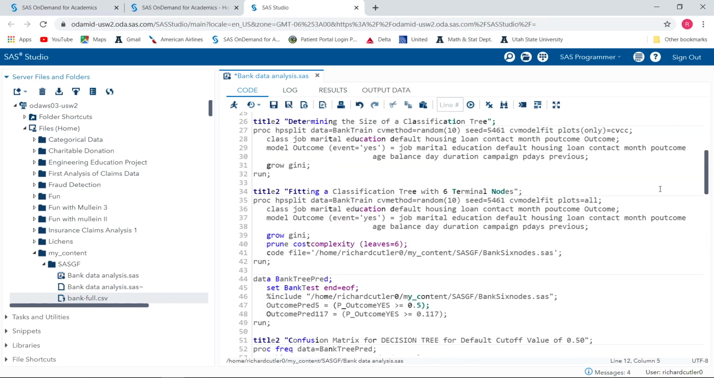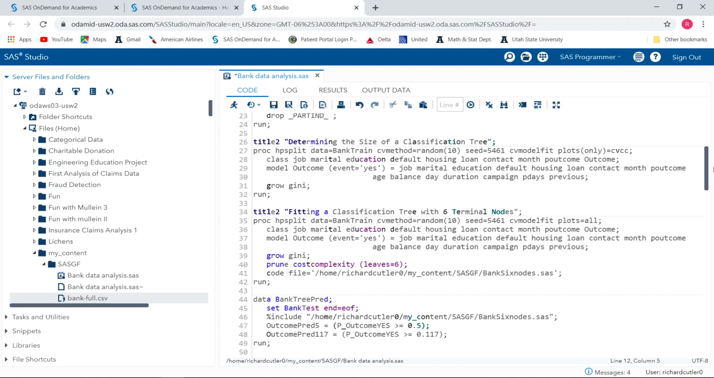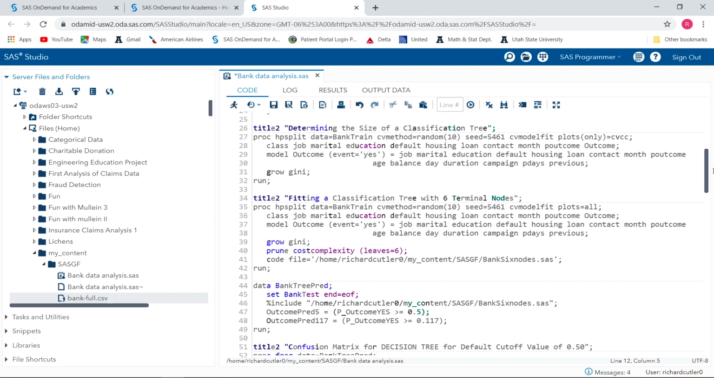Well, the next step in my analysis is to fit a classification tree and to try and determine the appropriate size of the tree. And so that's what the next piece of code does. Exactly as it was in previous examples, in the first pass through, I just want to find out what the appropriate size should be. And so that requires this CVCC plot, which is a plot of the cross-validated error against the size of the tree. And in the class statement, I put the categorical variables. In the model statement, all of the variables. And then I'm going to use the Gini index to grow the tree.